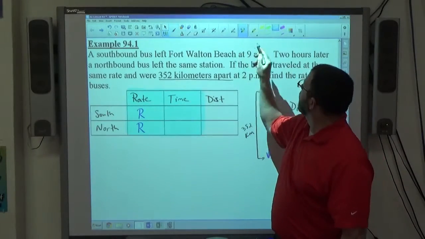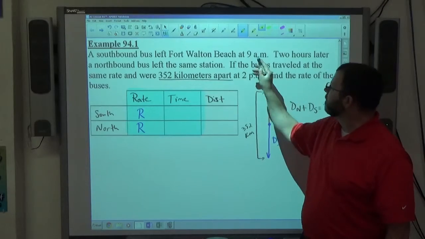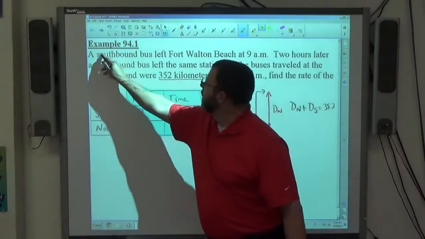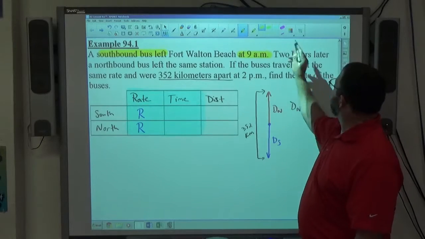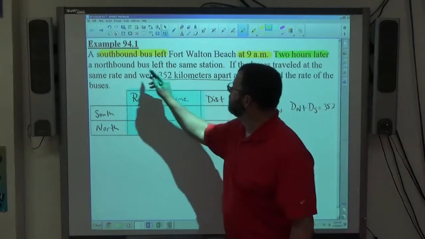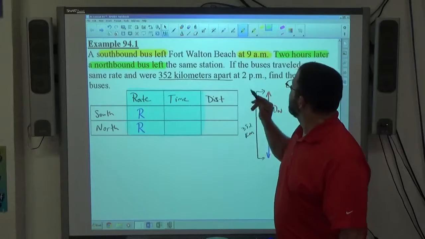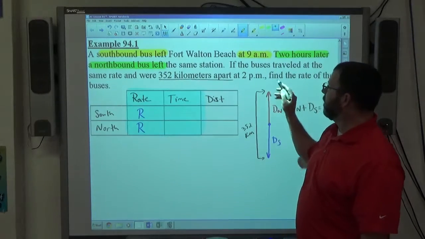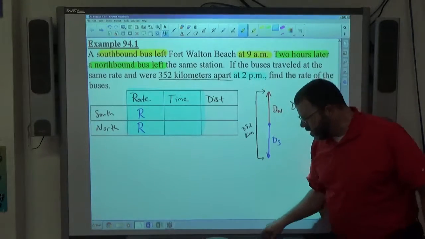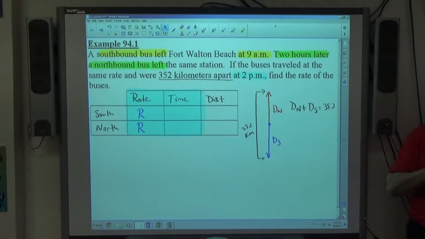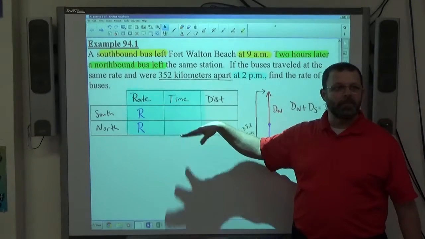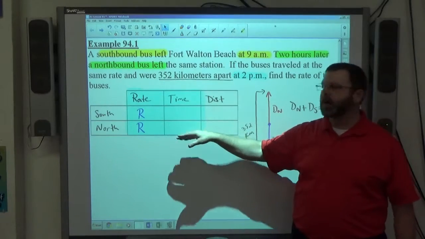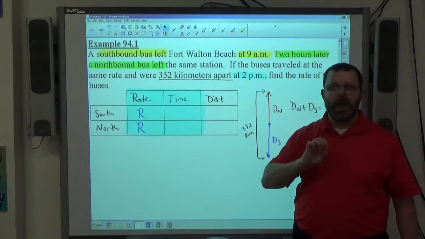Now here's one thing you have to be cautious of. They're giving me time of day. The southbound bus left at 9 a.m. The northbound bus left 2 hours later, which is 11 a.m. And the buses were 352 kilometers apart at 2 p.m. When you're looking at a time, like a.m., p.m. time, that's not what this is. I don't want to put 2 and 9 or 9 and 11, whatever. I don't want to put what time it was on the clock here. This time is how much time passes.